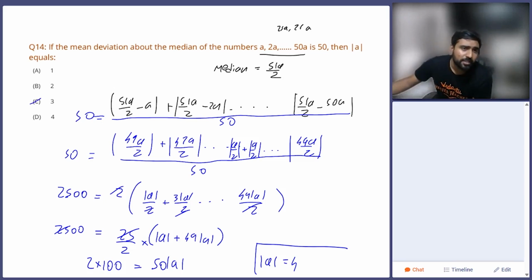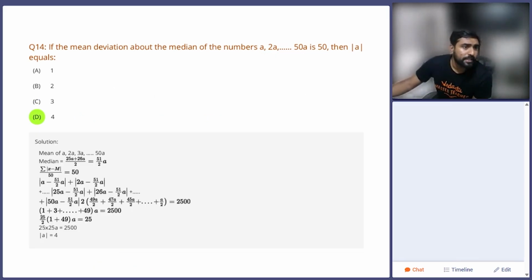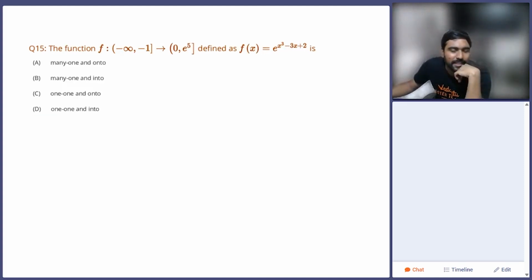So that means option D, 4 should be the answer. Okay, option D will be the answer for this question. Pretty simple, basic, a little bit calculation question.